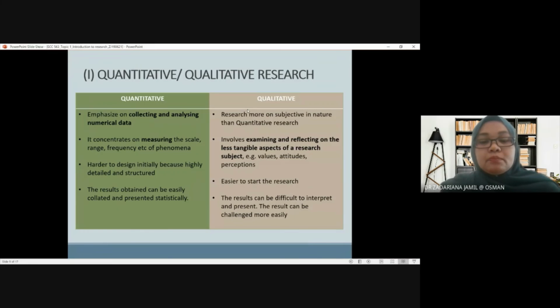It is easier to start the research, but the result can be difficult to interpret and present. The result can also be challenged more easily because there is no concrete value presenting your results. So that is the difference between quantitative and qualitative. Qualitative is more observing, and quantitative is more collecting and analyzing numerical data.